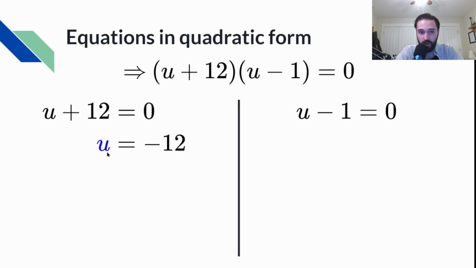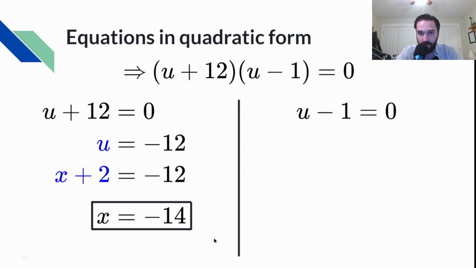And you say, Luke, why is u blue? The answer is because we're going to harken back to our original substitution, that fancy substitution we made. We said u equals x plus 2. Now that we have this, we can retrieve the solution for x. We can subtract 2 from both sides, and we're going to get x equals negative 14. That's the answer in the x realm. We made a transition from the u realm to the x realm. So this is one of my solutions, x equals negative 14.